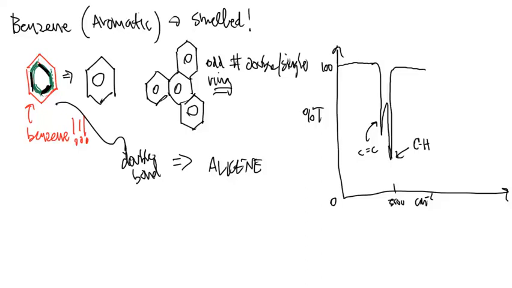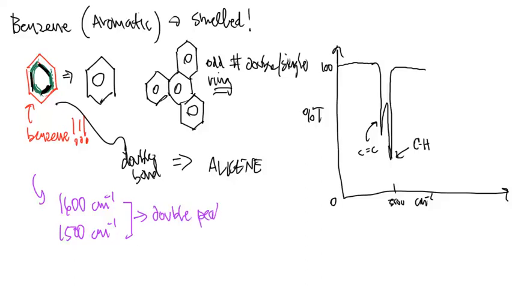Now, benzene groups are very easy to determine if everything goes well. What I do is I look at the 1600 mark, and then I'll look at the 1500 mark. At 1600 and at 1500, I should see yet again another set of double peaks. So way down here at maybe 16 and at 15, if this was a benzene, I would see a spike that happens here, and I would see a spike that happens there.